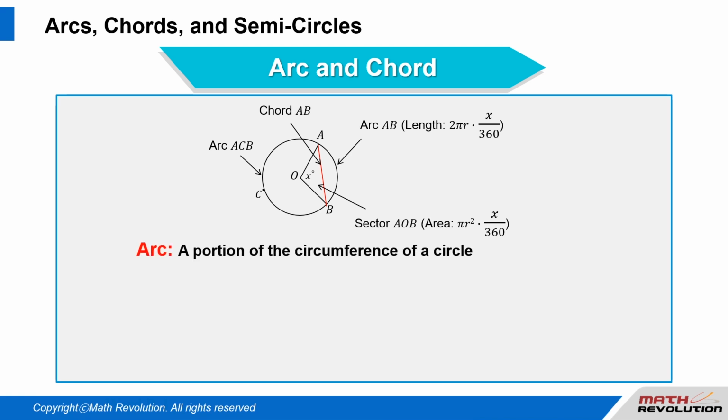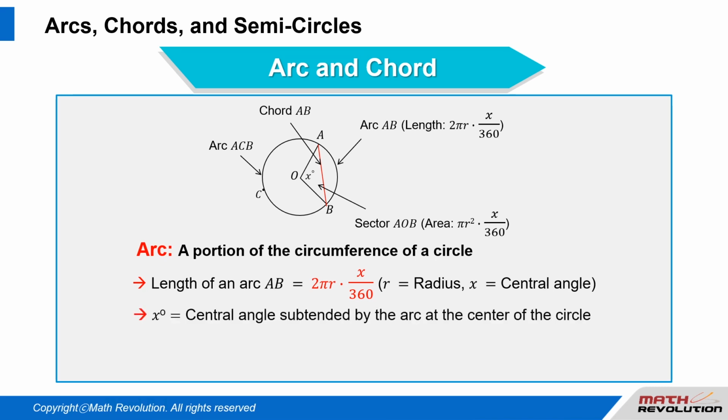An arc is a portion of the circumference of a circle. The formula for finding the length of an arc AB is 2 times pi times r times x over 360, where r is the radius of the circle and x degrees is the angle at the center, measured in degrees. We call x the central angle, subtended by the arc at the center of the circle, that is, the angle between the two radius lines that cut off the arc, as shown in the diagram.